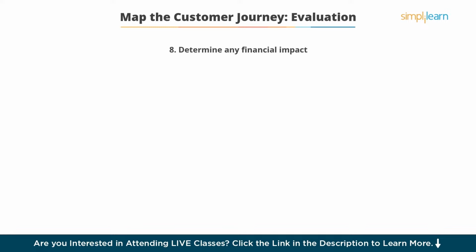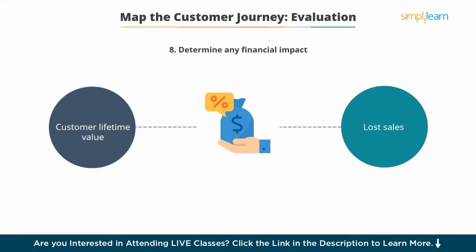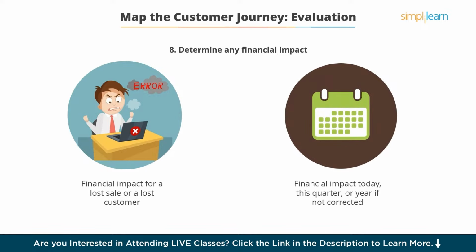This next phase is critical. Once you've identified key impact moments, tie those moments to revenue, such as customer lifetime value or lost sales. If there is a frustration for a website transaction or interaction, what is the financial impact for a lost sale or a lost customer? If a problem has been discovered in the process, what is the impact of that problem today, this month, this quarter, or this year if it's not corrected? Of course, you'll want to focus on improving areas that have the biggest impact on your revenue.